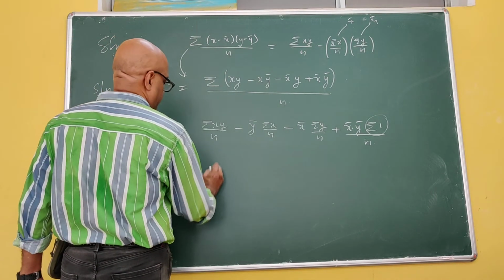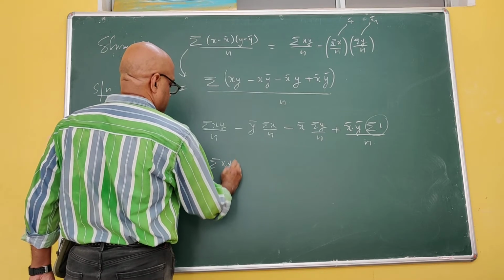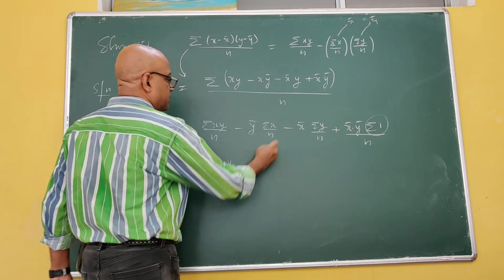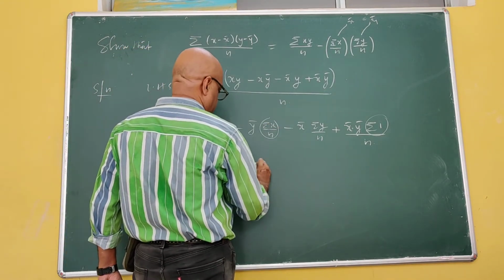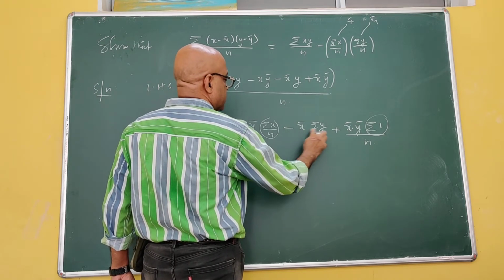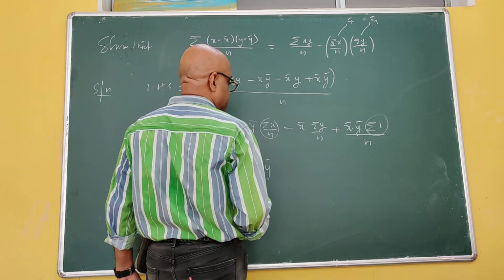And therefore what you get is that this becomes x bar, so it is x bar y bar, and this also becomes x bar y bar, so you get 2 times x bar y bar.